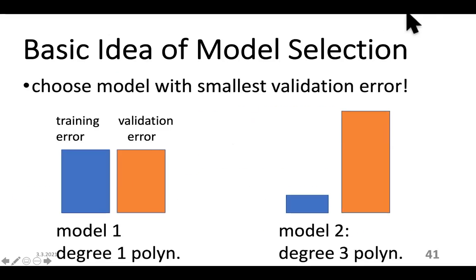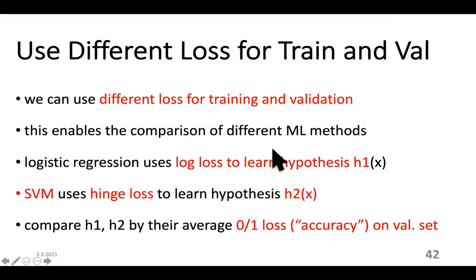Okay, so now we'll continue with my lecture. The basic idea, as I said, of model selection is quite simple: pick the model with the smaller validation error.